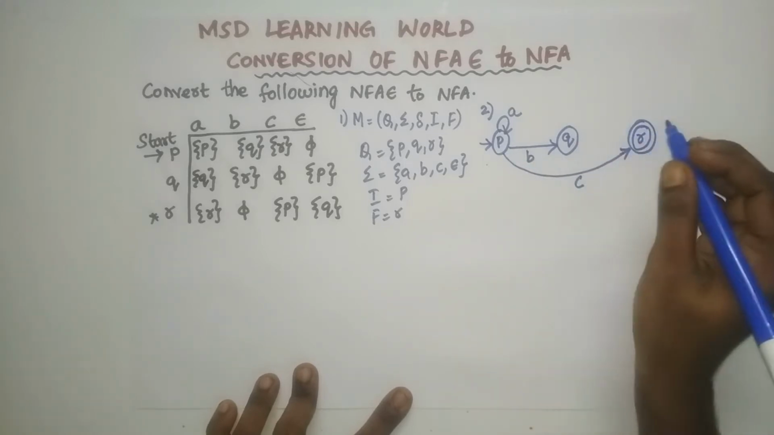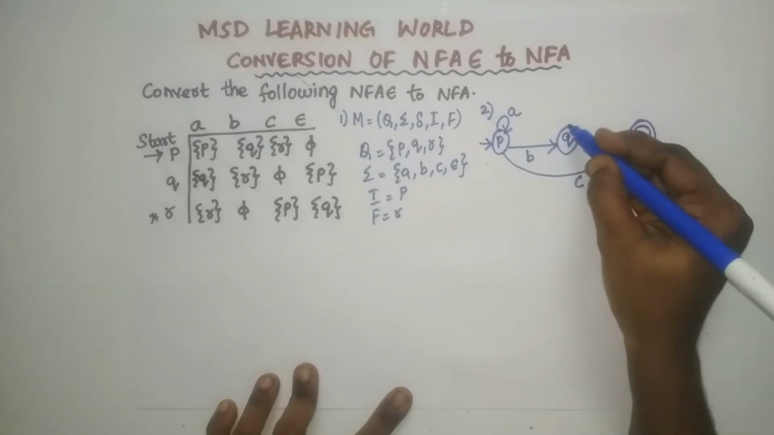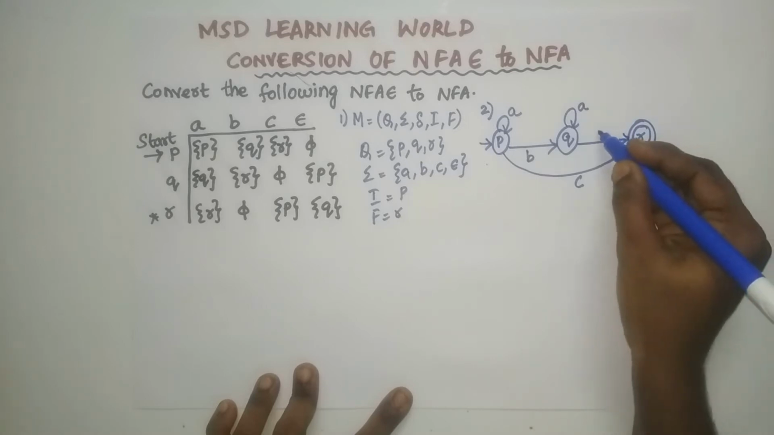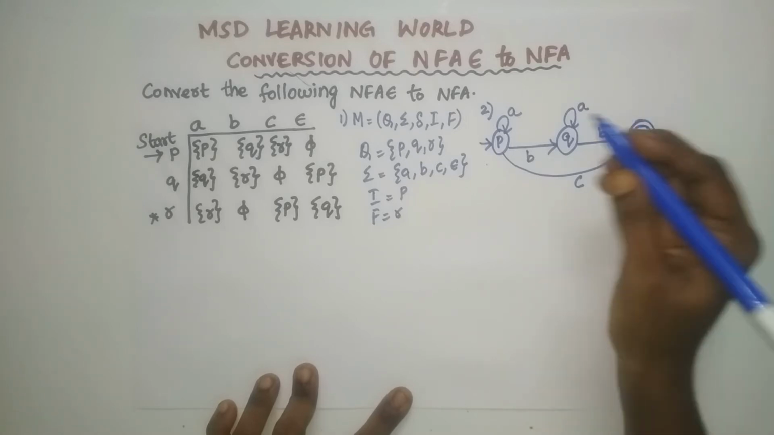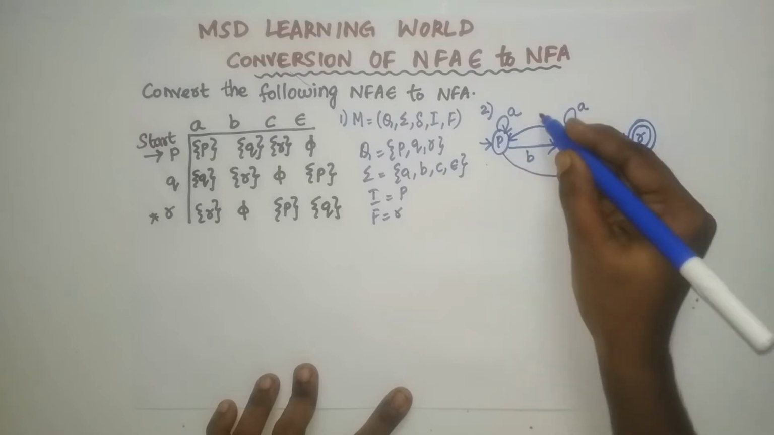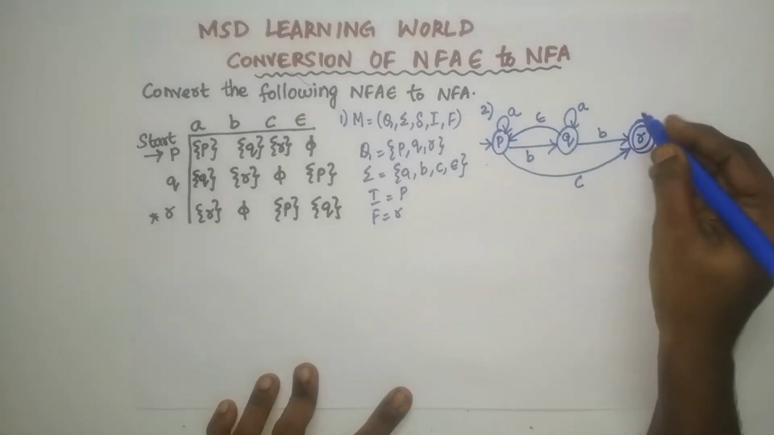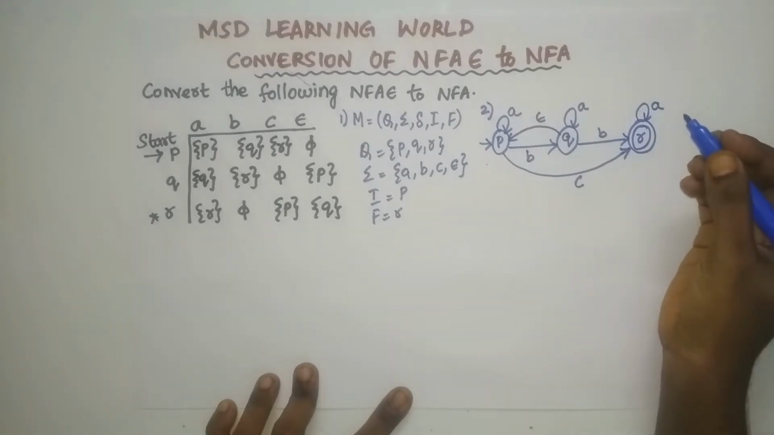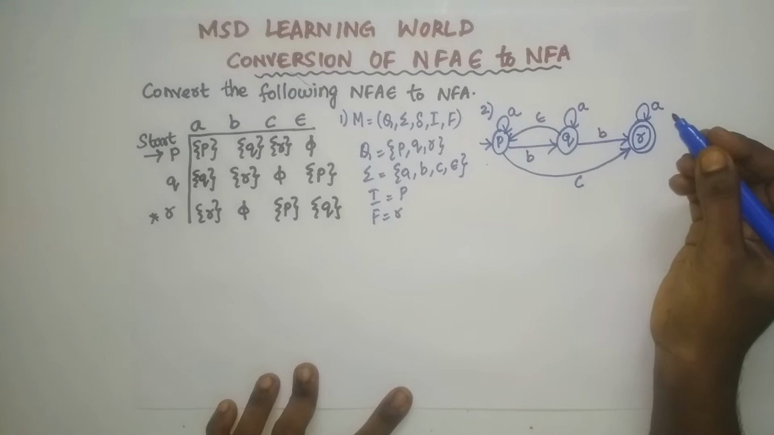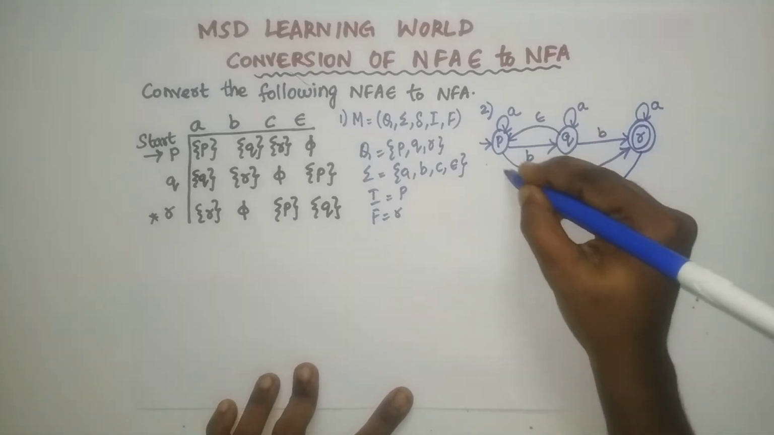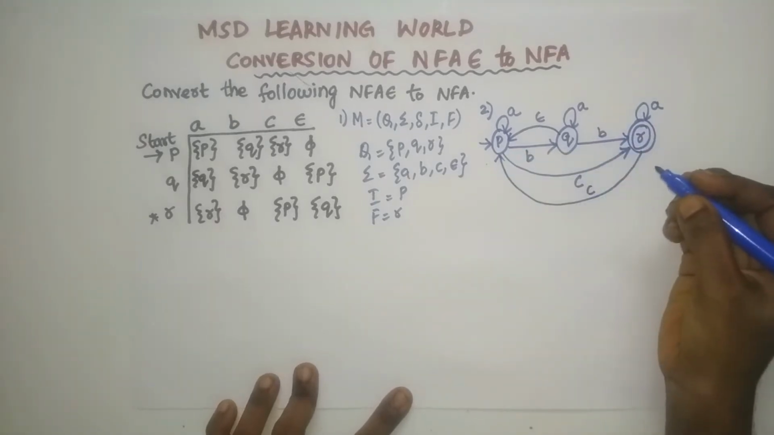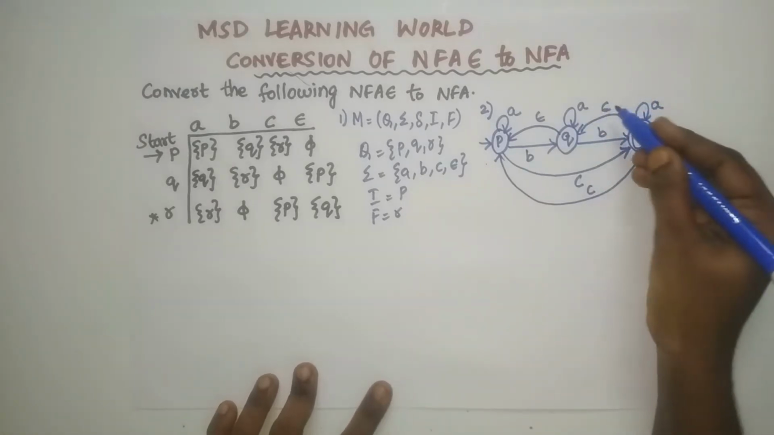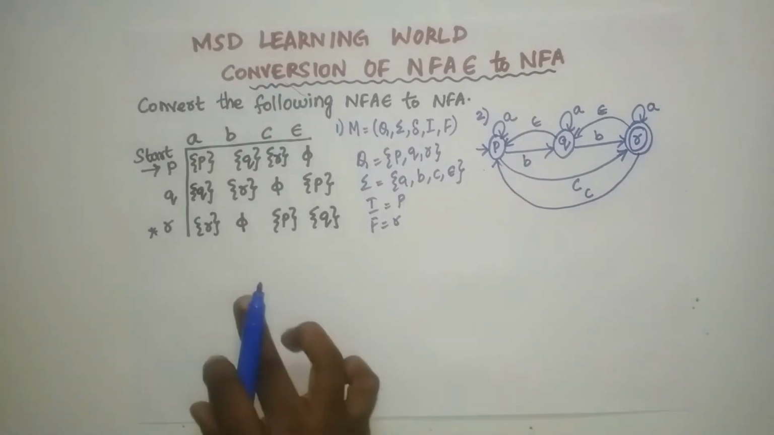Then P on epsilon is the null set. Then Q on a goes to Q itself, Q on b goes to R, Q on c is empty, then Q on epsilon goes to P. Now R on a goes to R itself, R on b is empty, R on c goes to P, and R on epsilon goes to Q. So this is the transition diagram for the given problem.